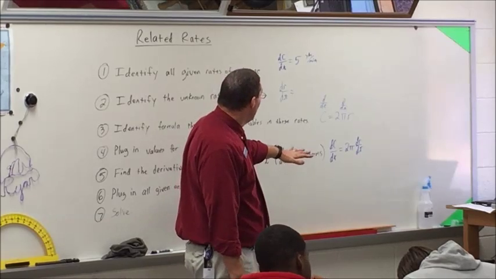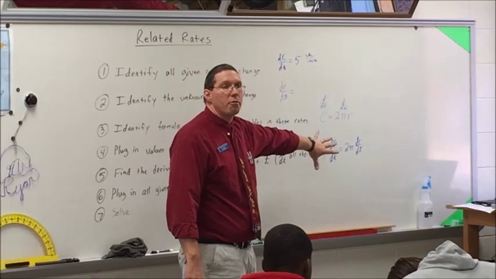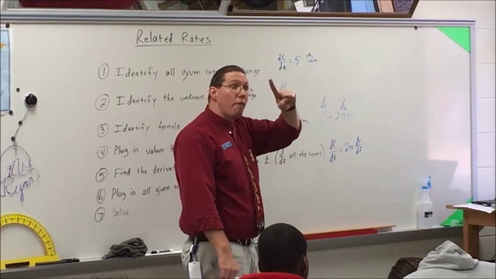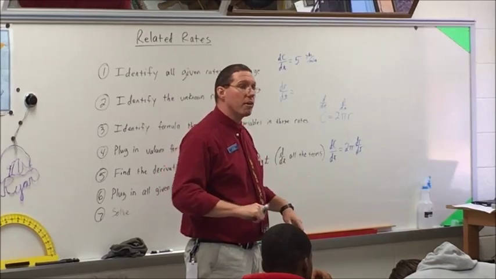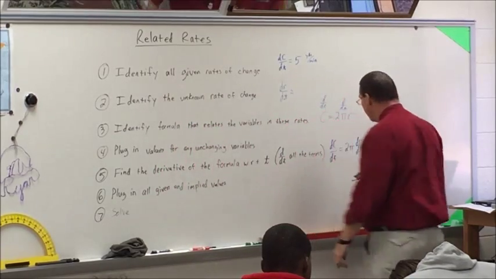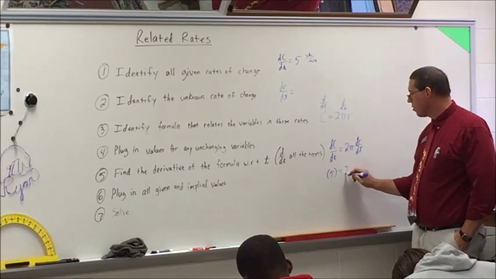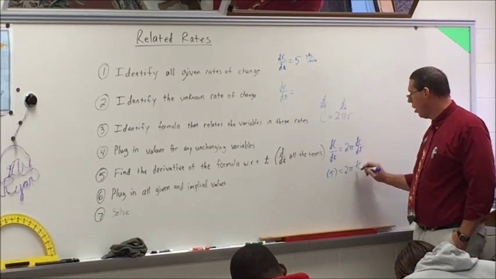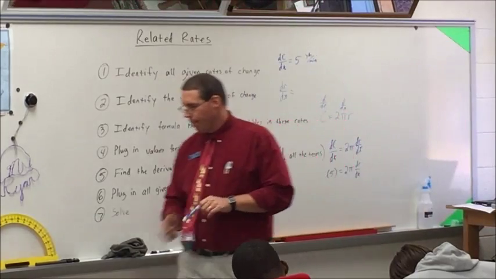Okay, so do we know any of these things? Can we plug in for either of those rates of change? We're solving for one, and they gave us the other. Which one did they give us? dc/dt. All right, so what are we going to plug in for this? 5. We're going to put 5 equals 2 pi dr/dt. Now, can we read the question again?